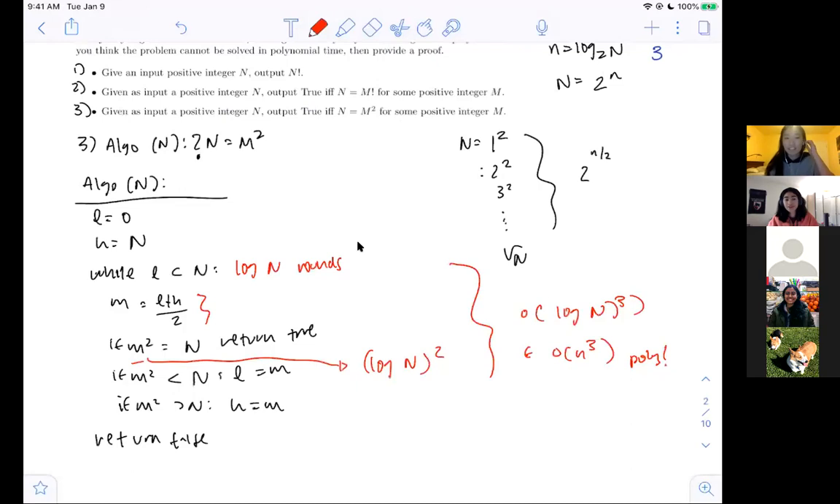Okay. And we know m is always going to be in between low and high. So the biggest m could possibly be is n. So that's why it's bounded by log n when we multiply m by itself.